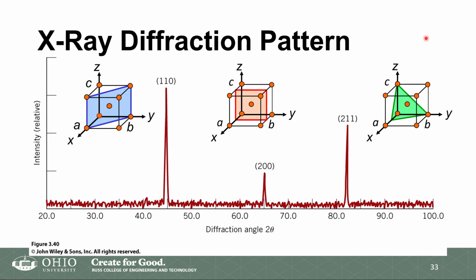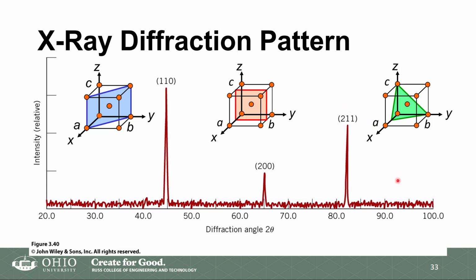In the next slide, you will see an example of what we call an X-ray diffraction pattern, or X-ray diffractogram, where you have specific intensities related to certain angles. Every time we have an intensity, we know that there's something interesting happening there. At about 45 degrees, we're able to detect this 110 plane. At about 65 degrees, we detect this 200 plane. At about 82 degrees, we detect this 211 plane.